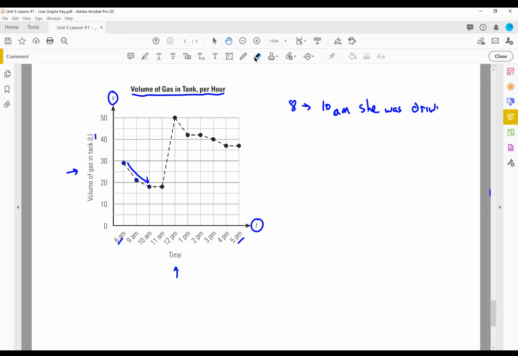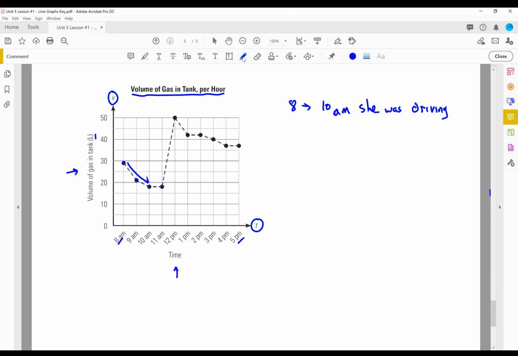Driving. And I say that because the gas in her tank is going down. So she's losing gas over time. That definitely means that she's driving. Or, maybe someone's siphoning gas from her gas tank. That would be bad. But that's a little more outlandish. I think a more reasonable explanation would be that she was driving.